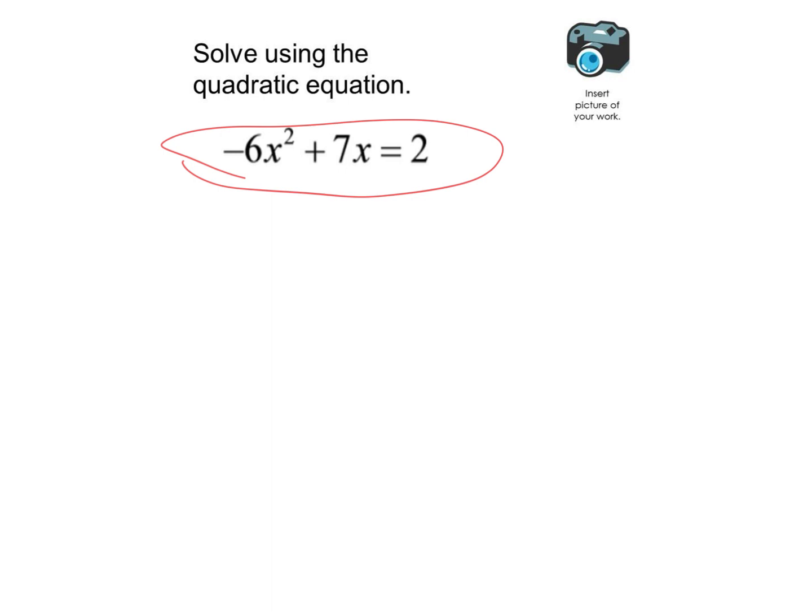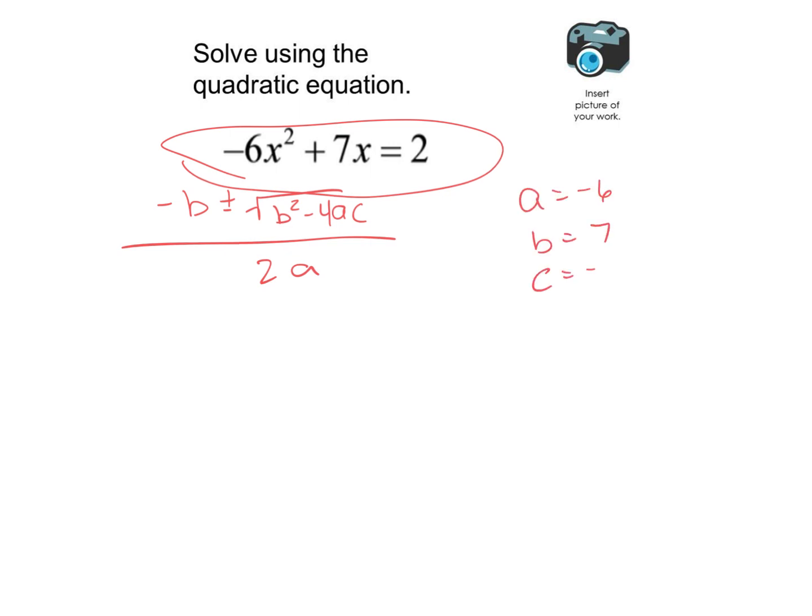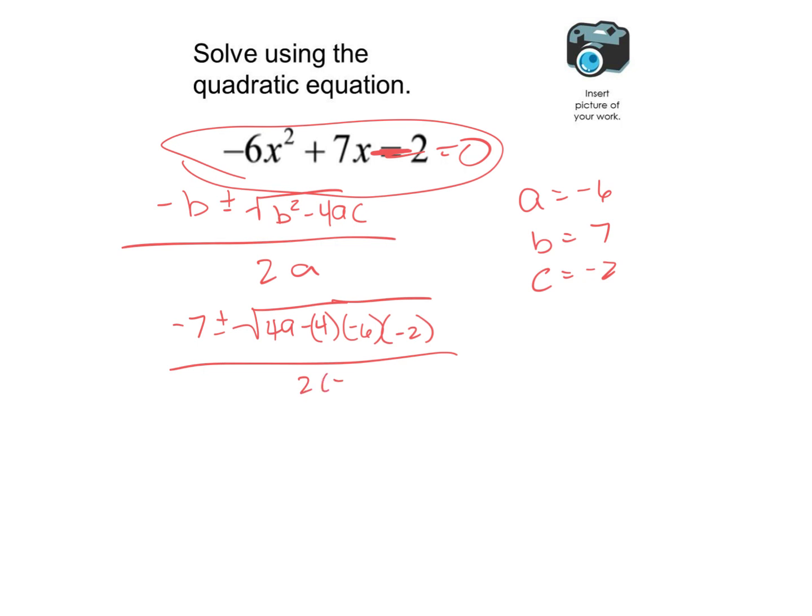Okay, so we're going to start with our formula. Negative b plus or minus square root b squared minus 4ac, all of that over 2a. A is equal to -6, B is equal to 7, and C is equal to -2. So I should subtract 2 from both sides, and that gets it equal to 0. So now I'm going to plug it in. Negative B, or the opposite of B, is -7, plus or minus square root B squared is 49, minus 4 times -6 times -2. All of that over 2 times -6.